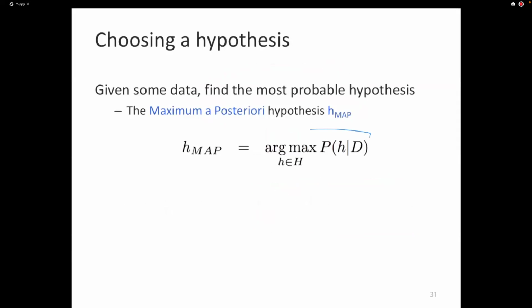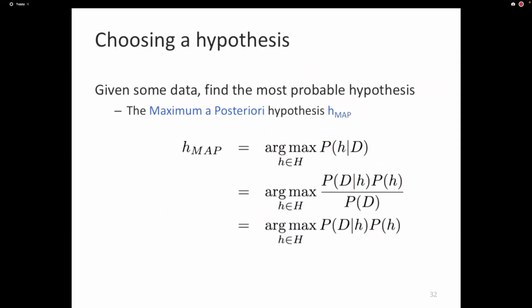Among every hypothesis that might exist, we find the one that has the highest value of P of H given D. And we know how Bayes rule works. So P of H given D is nothing but P of D given H times P of H divided by P of D. And this is the place where I'll explain why we don't really care about P of D.